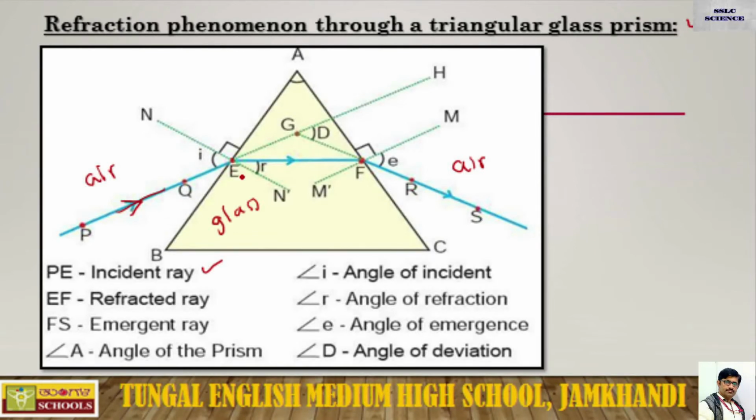Similarly, F, E, N will be the refracted ray. This is the angle of refraction. So i is the angle of incidence, r is the angle of refraction. This EF ray is taken as the refracted ray. So PE is the incident ray, EF will be the refracted ray. As I said, the light ray is entering from air to glass.